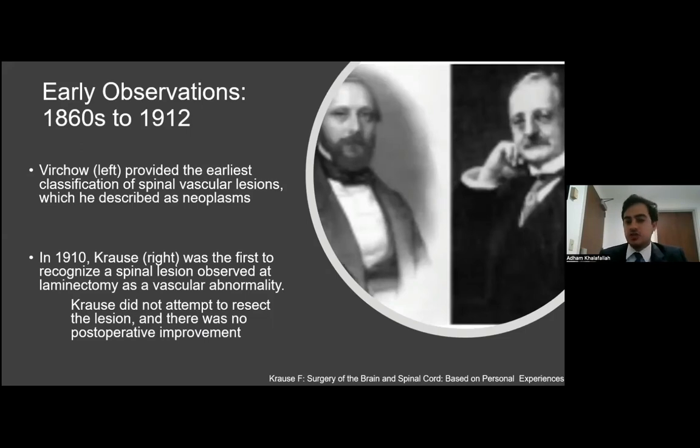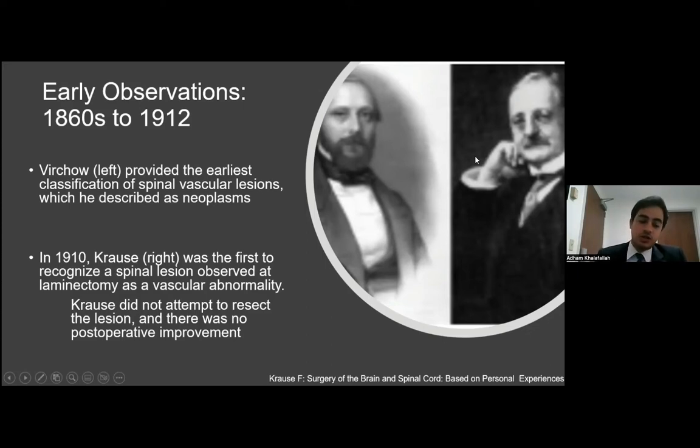So early observations, on the left here, this is Virchow, who provided the earliest classification of spinal vascular lesions, but he described them as neoplasms, not as vascular malformations, which is going to be a differentiating point when we come to further classifications, where we talk about differentiating neoplasms like hemangioblastoma from vascular malformations, AVMs and AV fistulas, and cavernomas. On the right here, this is Krause.